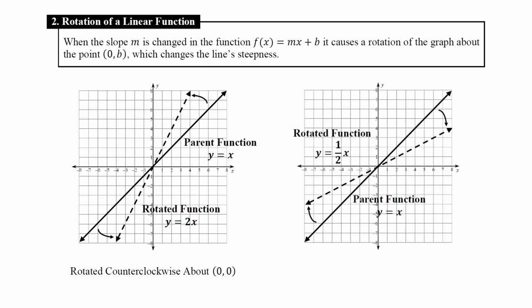In this one, our rotated function is 1/2 x. Since our value for slope has gone below 1, we have become less steep, and we have rotated clockwise about the point (0, 0).